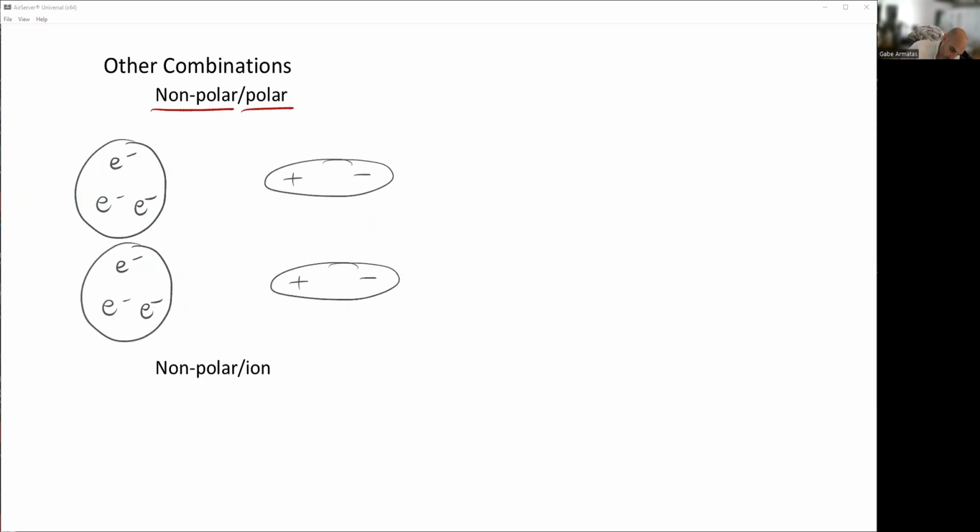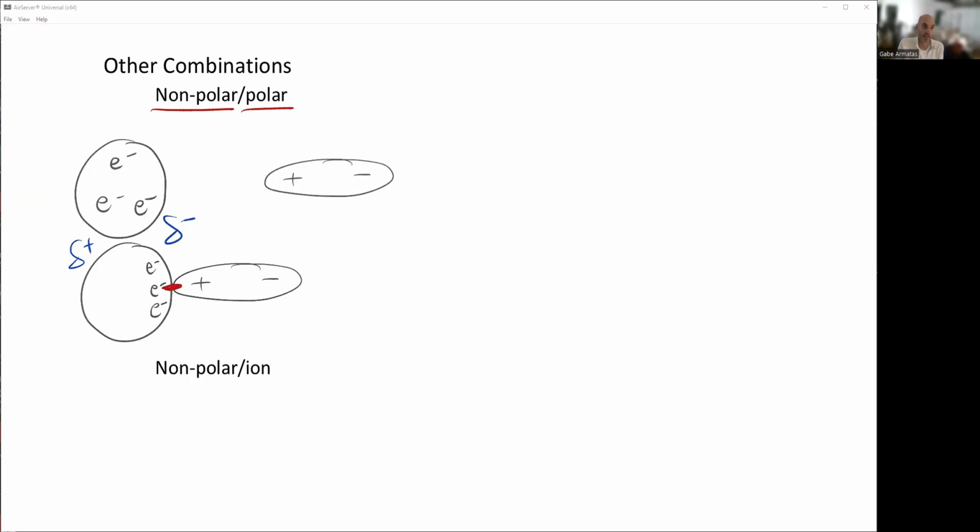Well, as we bring this closer, those electrons are going to start to move in the direction of that positive charge, right? They're not going to run away from it. So we expect those electrons to line up and create a partial negative on this side and a partial positive on the other, because we want to have that interaction. That's what those electrons are lining up to do.